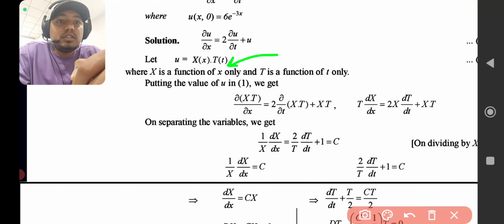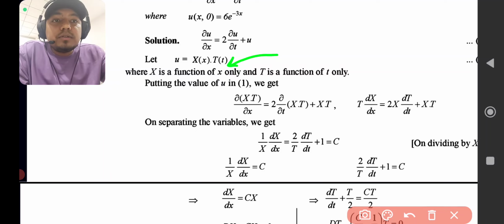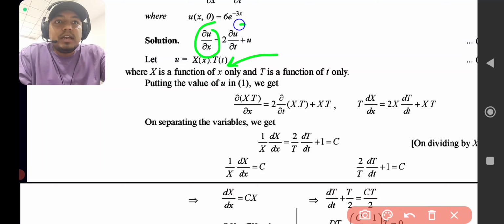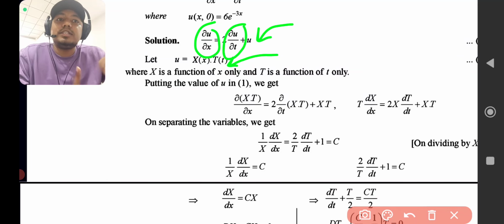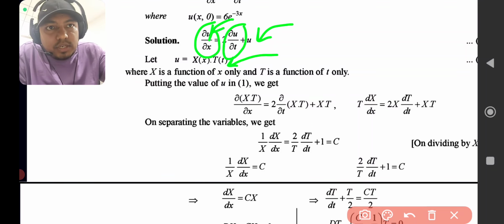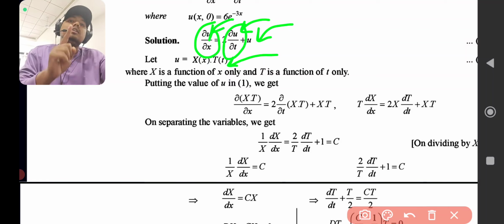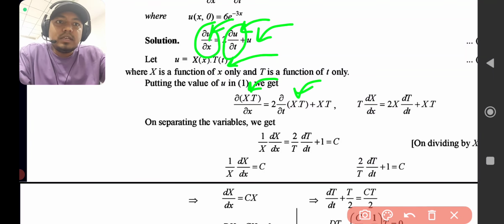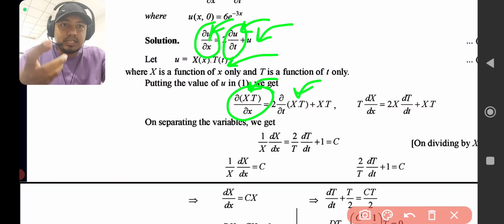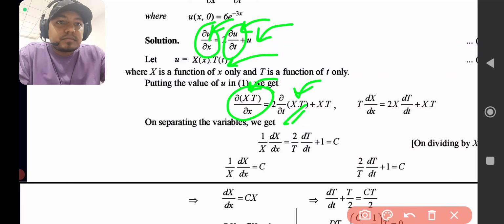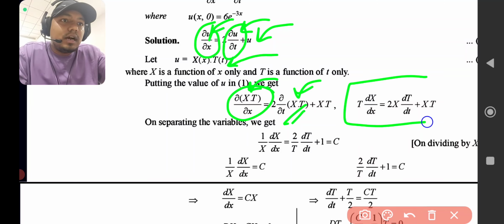Once you have assumed the solution, then you find out dou u by dou x and dou u by dou t, because here you have to substitute dou u by dou x, and here you have to substitute dou u by dou t, and here simply x into t. There is one more way people solve this. Here itself you substitute the u value, here you substitute the t value, and there you start differentiating. You can see here, xt substituted here, xt substituted here, then expand this. Expand means differentiate this by keeping t constant, and differentiate this by keeping x constant. So this answer will come.